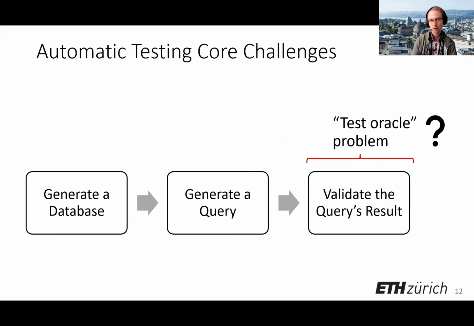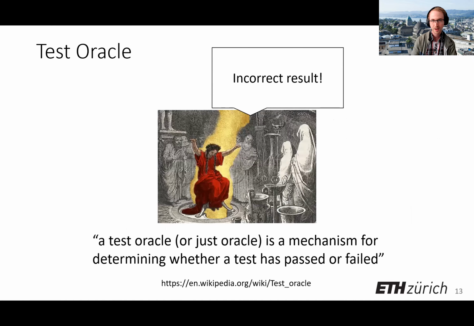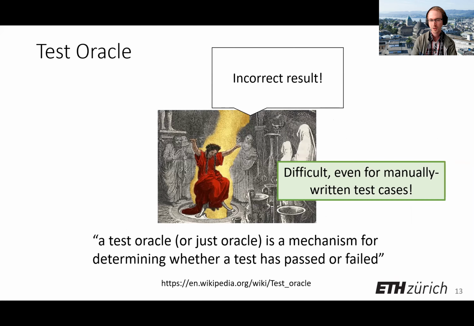Now, what was still an open challenge is the so-called test oracle problem. Namely, we want to validate the query's result. So what's a test oracle? A test oracle is basically the mechanism that determines whether a test has passed or failed. And for regression testing, for writing manual test cases, we typically, as the developers, provide the test oracle. But this is often difficult, even for manually written test cases.